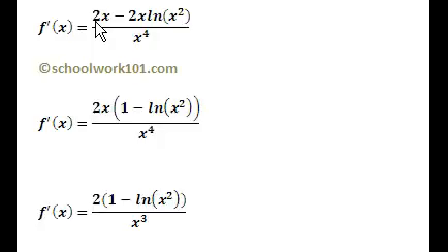Alright, so we clean it up. We end up with 2x minus 2x natural log of x squared over x to the 4th. And it looks like I factored out a 2x because we have a 2x over here, a 2x over here. And we can cancel, we have an x in the numerator, 4 of them in the denominator, so we can cancel one of those out and one out down here. And this is what we're left with as a final answer.